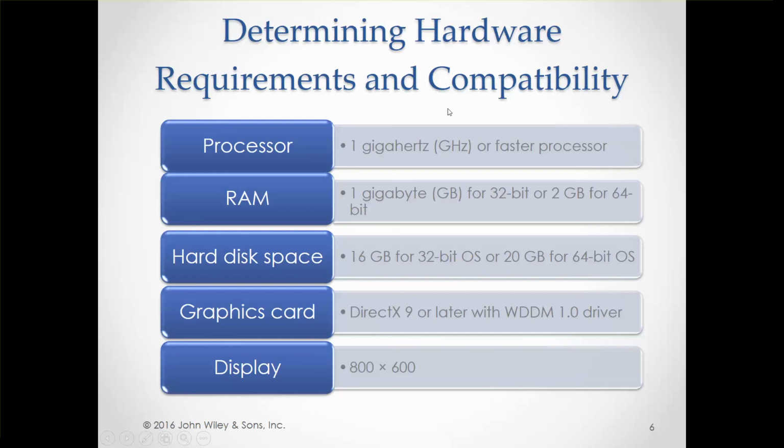When we're looking at the hardware requirements and compatibility, these are the minimum requirements. For a processor, 1 gigahertz or faster, RAM, 1 gigabyte for 32-bit or 2 gigabytes for 64-bit. Hard disk space should be a minimum of 16 gig for 32-bit or 20 gig for a 64-bit operating system. The graphics card is also very important. You need to have a minimum of a DirectX 9 or later with a WDDM 1.0 driver. And display, again, should be a minimum of 800 by 600.